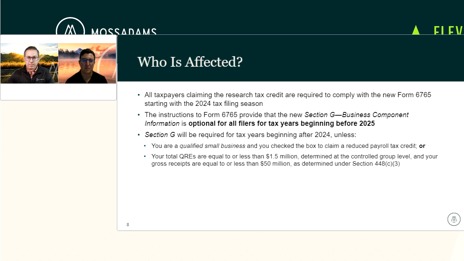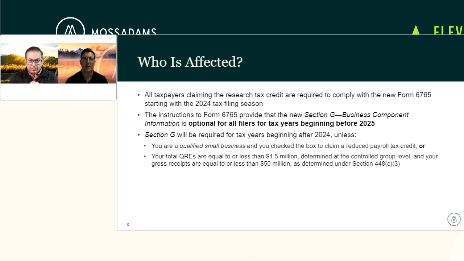Section G is going to be optional for all filers for tax years beginning before 2025, and will be required for tax years beginning after 2024, unless you're a qualified small business and you check the box to claim a reduced payroll tax credit, or your total qualified research expenses, or QREs, are equal to or less than $1.5 million. And that's determined at the controlled group level. And your gross receipts are equal to or less than $50 million.